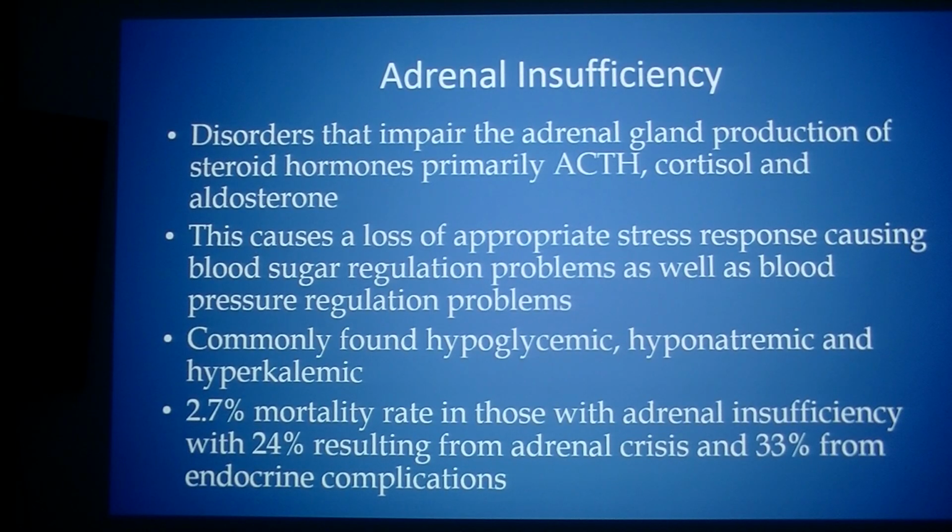So in adrenal insufficiency, there are disorders that impair the adrenal gland production of steroid hormones, primarily ACTH, cortisol, and aldosterone. This causes a loss of appropriate stress response, causing blood sugar regulation problems as well as blood pressure regulation problems. These people are commonly found hypoglycemic, hyponatremic, and hyperkalemic. There's a 2.7% mortality rate in those with adrenal insufficiency, with 24% resulting from adrenal crisis and 33% from endocrine complications.